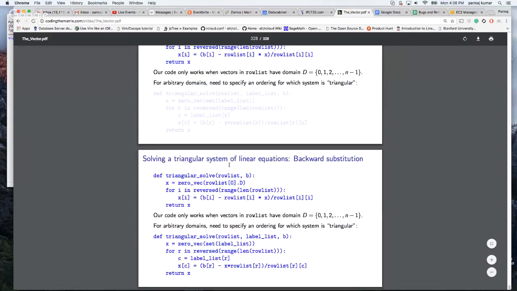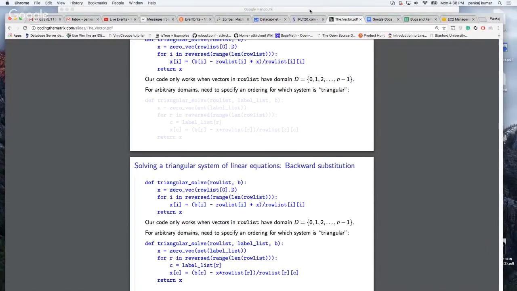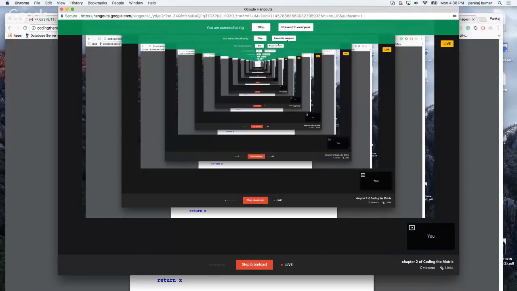Okay, so that's pretty much the gist of this chapter. If you follow along with the notebooks, it will give you a better idea. Thank you.